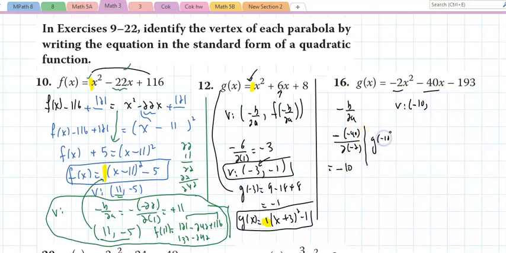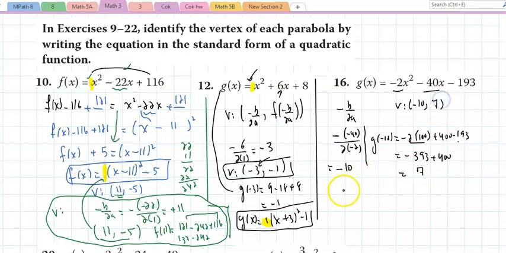Now I could go ahead and say g of negative 10, that will be the y value of the vertex, negative 2 times 100 plus 400 minus 193, that would be negative 200, 393. If I add those plus 400, that turns out to be a 7.